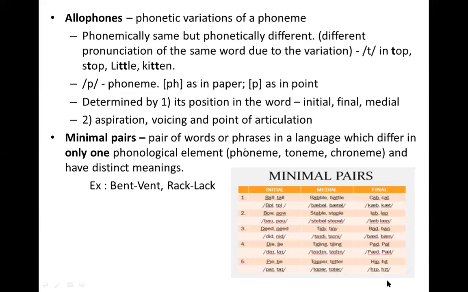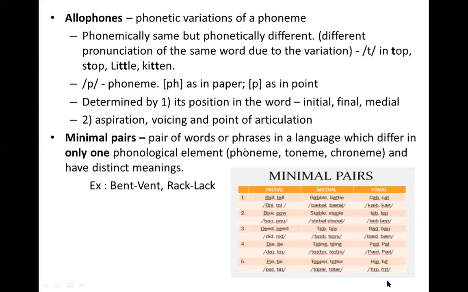Okay. Dog and dot, they are minimal pairs. Dog, D-O-G, D-O-T, da is the same, whereas ga is different, ta is different. So that they are minimal pairs. Because of one phonological element, there is a difference. So they are called minimal pairs. Is it clear? Allophones and minimal pairs.